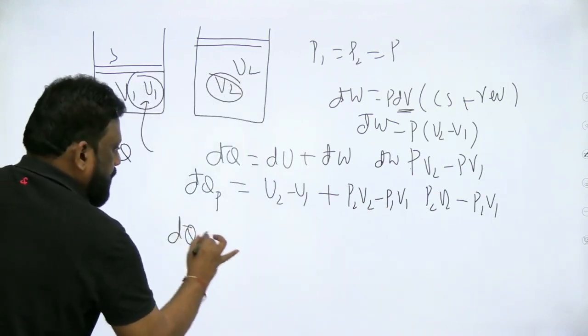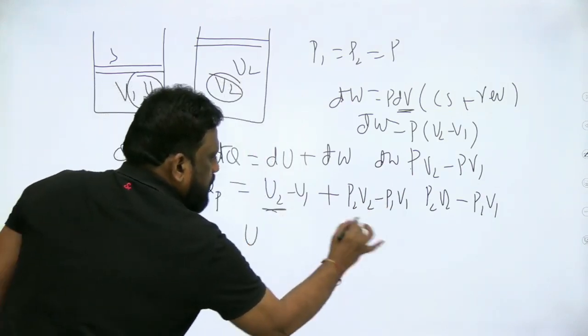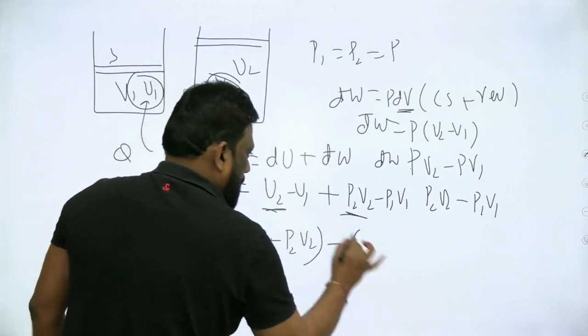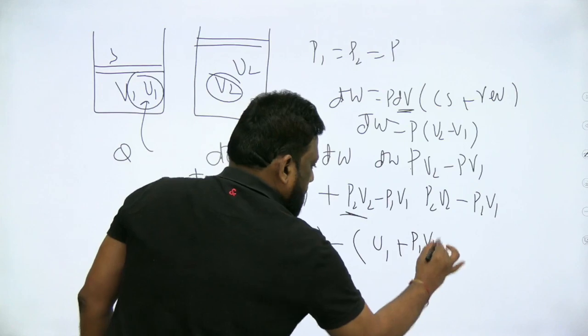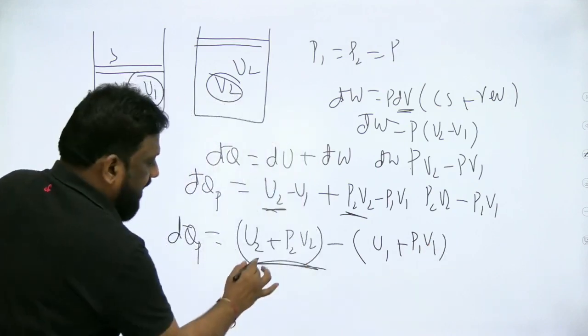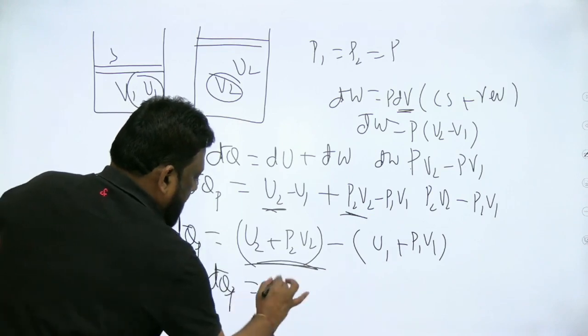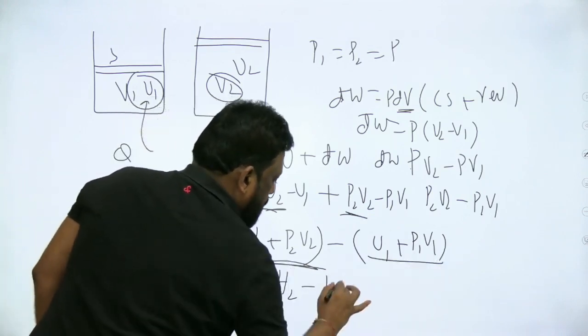Absolutely. So d'Q is equal to U2 plus P2V2. Excellent. Minus, you take minus common, U1 plus P1V1. So what is this? We have already defined enthalpy. U plus PV is enthalpy. So therefore d'Q is equal to H2 minus H1.